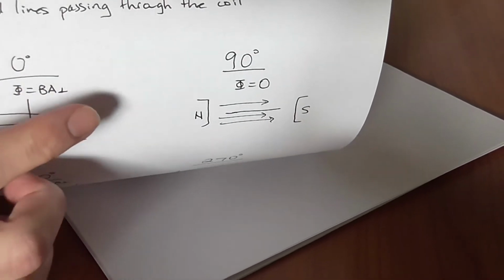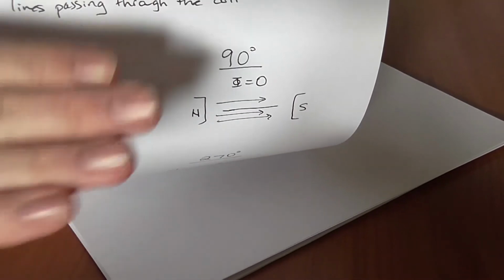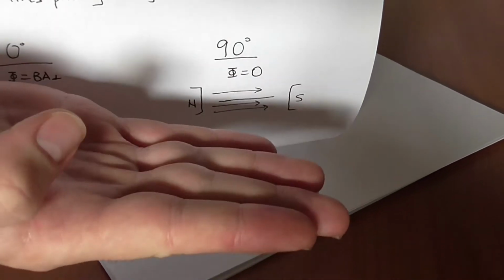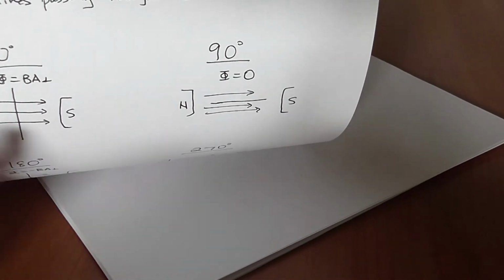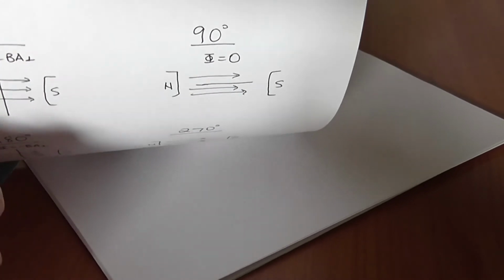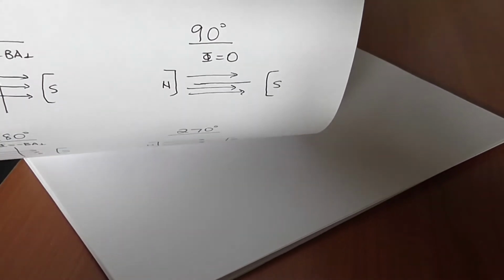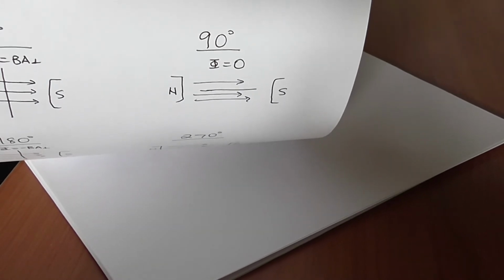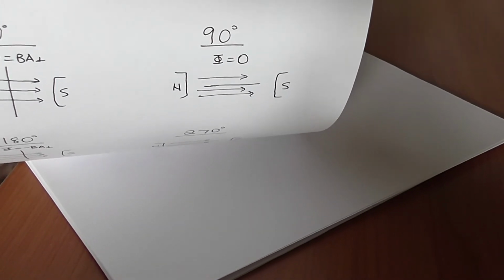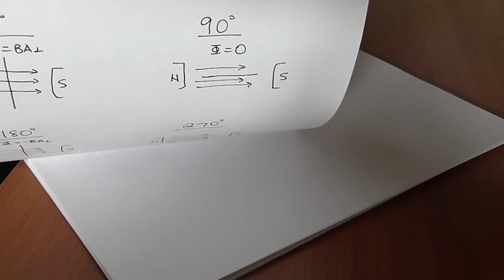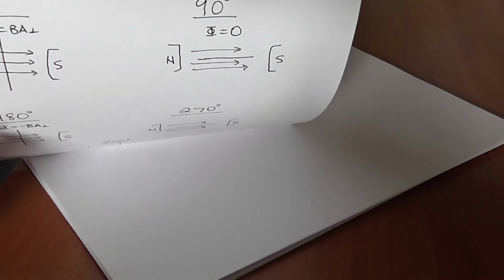Now 90 degrees later, so it's done a quarter of a rotation, it's gone now to the horizontal orientation. We can see that the flux is now going to be 0 because there is no perpendicular component of the field lines with respect to the coil. The field lines are completely parallel to the coil, which means that the flux is going to be 0.